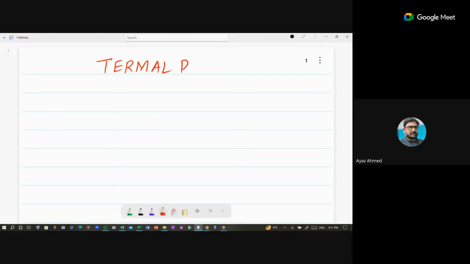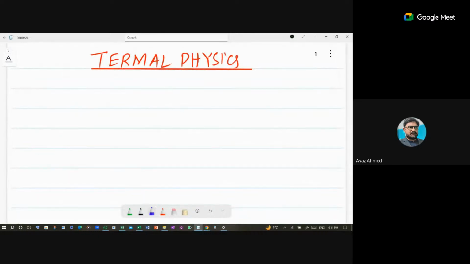In thermal physics, we are at a point where we have to discuss heat exchange, or modes of heat transfer. Actually, the main name of the topic is modes of heat transfer, or thermal energy transfer. Is it clear? Modes of heat transfer or modes of thermal energy transfer.